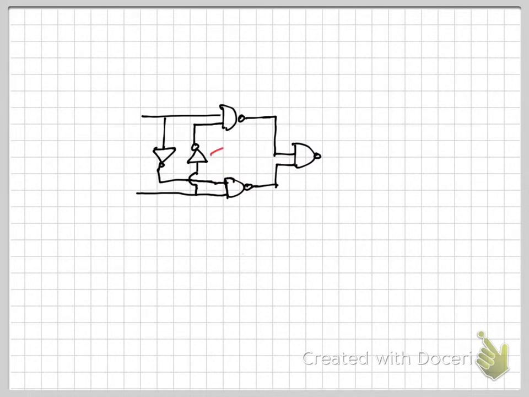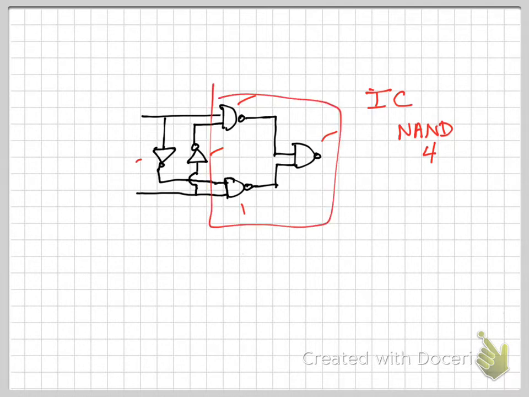So these are NOT gates, and these are NAND gates. You notice there are 5 elements here. What I want to point out, though, is that when you get these chips, the IC, the integrated circuit for the NAND gate, there are 4 NAND gates on a chip. So this is a single chip, and there are 4 completely separate NAND gates.